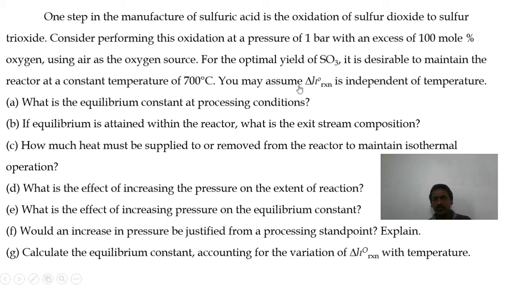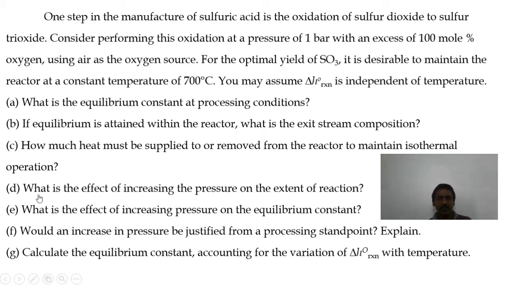You may assume delta H of reaction at standard state is independent of temperature. Part A of the question: what is the equilibrium constant at the processing condition? Part B: if equilibrium is attained within the reactor, what is the excess steam composition? Part C: how much heat must be supplied to or removed from the reactor to maintain isothermal operation?